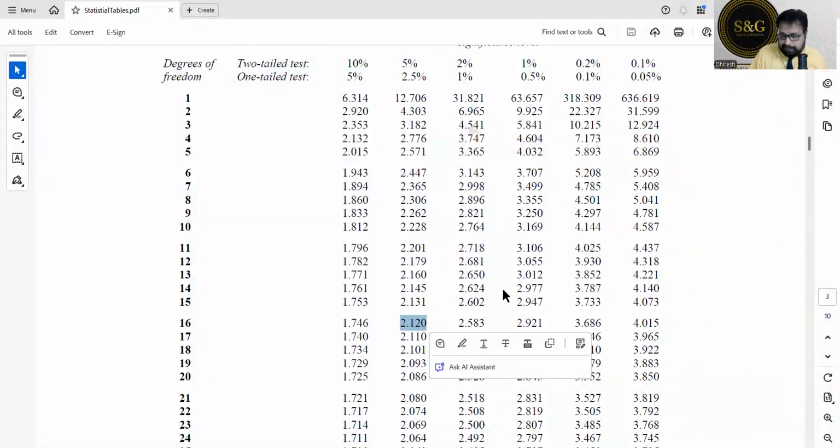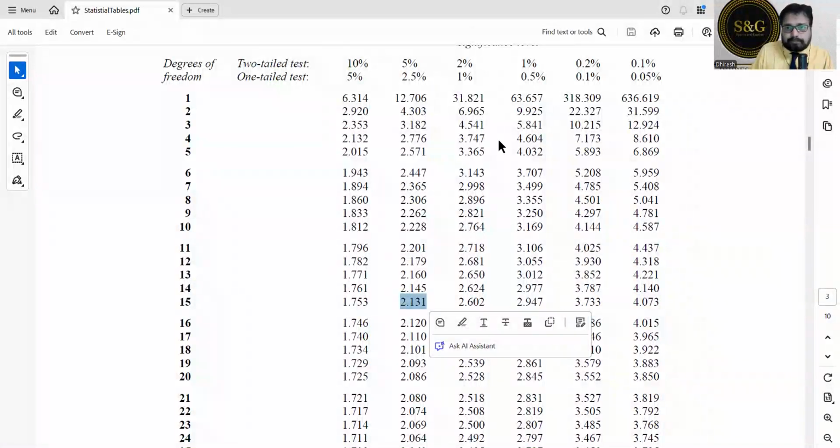See, this is between, no, this is between this. Okay, let me just use my pen here. So this is my degree of freedom, which is n minus 1, which is 16 minus 1, 15. So 15, I'm coming here on this row of 15. And my t value is equal to -2.